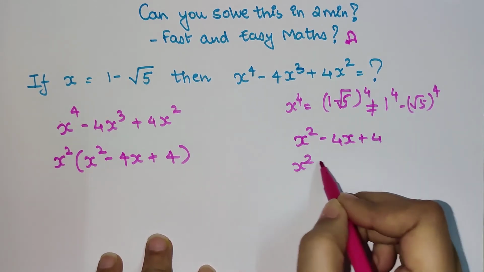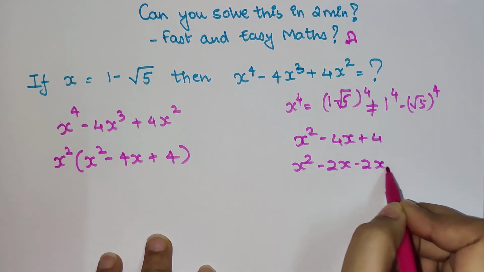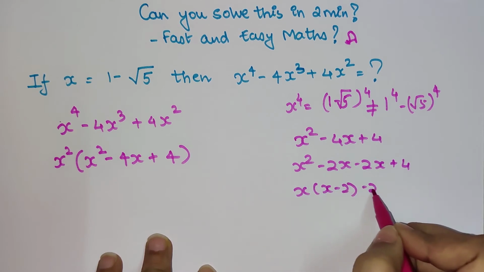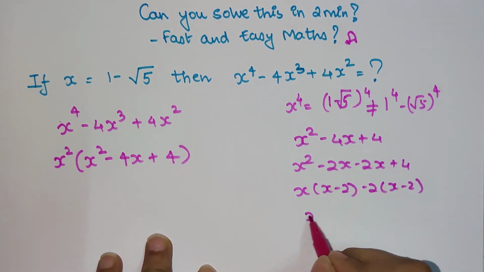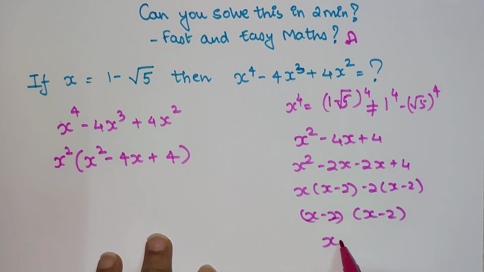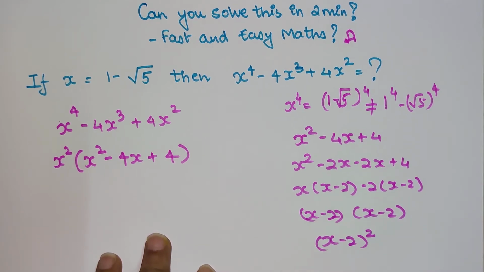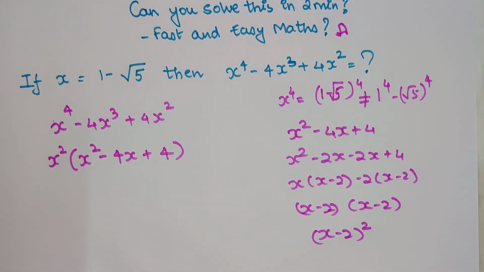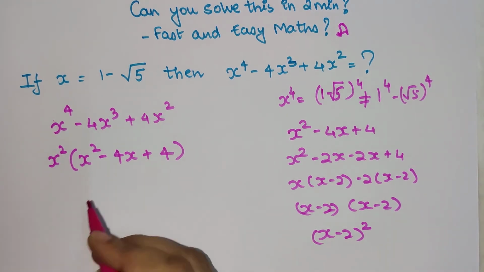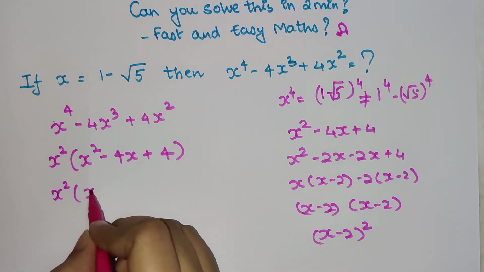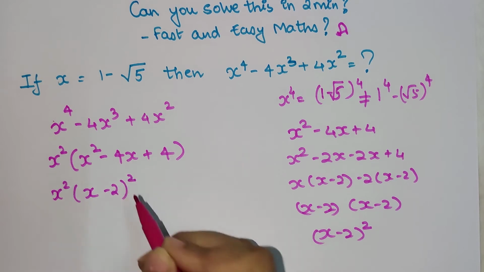So we have x square minus 2x minus 2x plus 4. So x into x minus 2, minus 2 into x minus 2. So I have x minus 2 into x minus 2. So that gets me x minus 2 the whole square. I could have written it directly, but when I do that, a lot of students get confused. That's why I thought let me explain this over here. Okay, so here we have x square and x minus 2 the whole square.